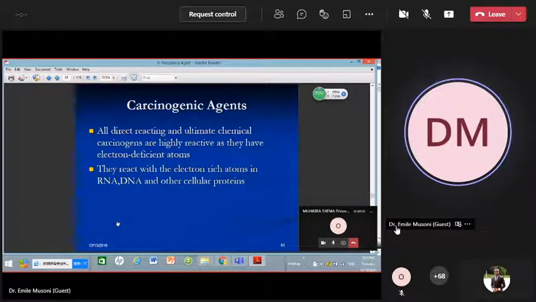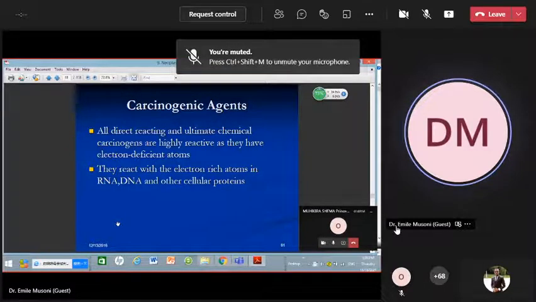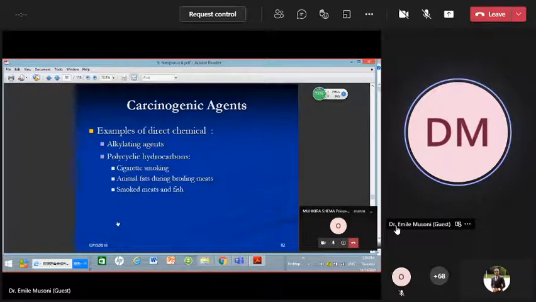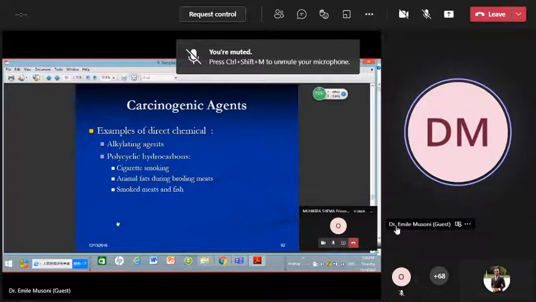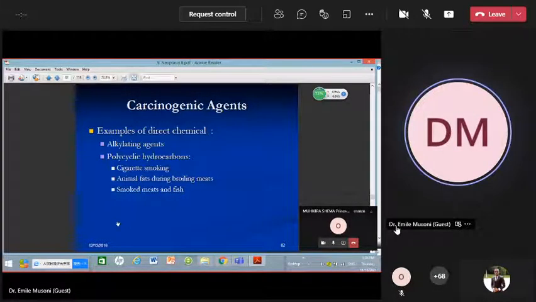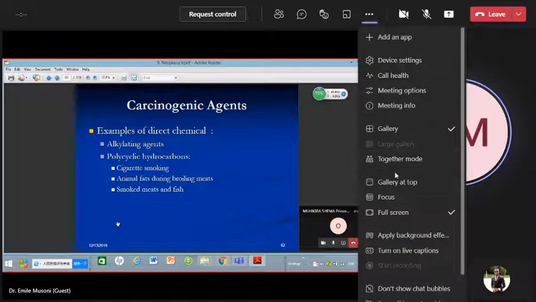All directly acting and ultimate chemical carcinogens are highly active and they have electron-deficient atoms. They react with the electron-rich atoms in RNA and DNA and the other cellular proteins. Examples of those direct agents are the alkylating agents used in chemotherapy. In treating cancer, you can also cause another cancer because of chemotherapy and radiation.